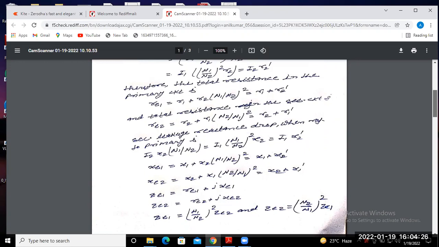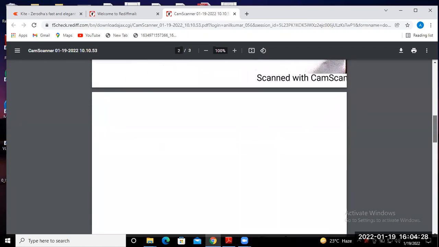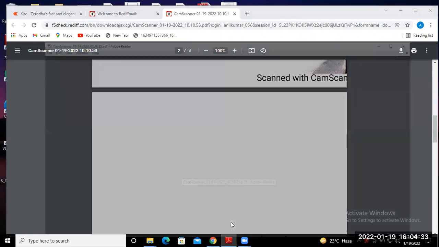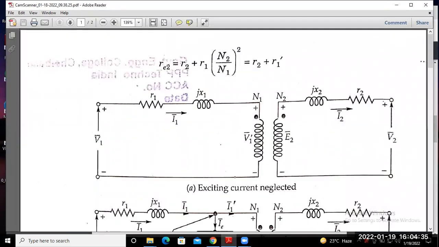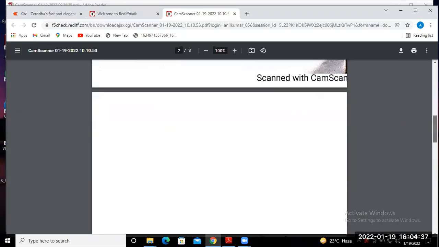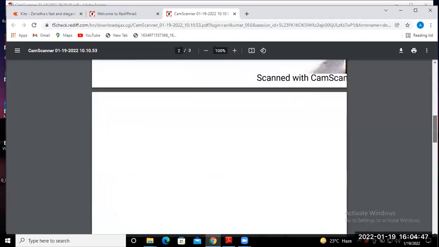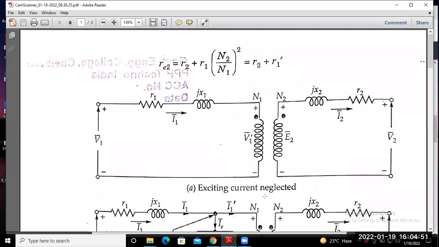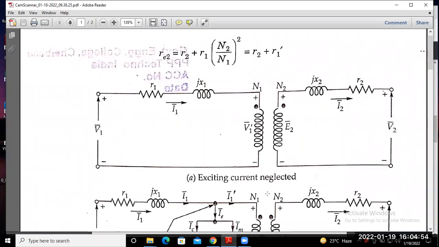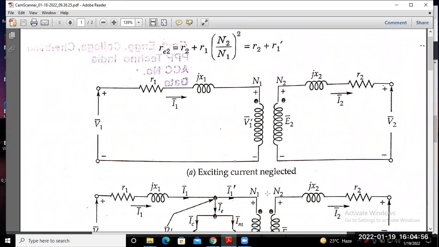So just try to draw this circuit, how we can connect the diagram. So the equivalent circuit, yeah. So this is the equivalent representation of the transformer when the exciting current is neglected. Okay, when the exciting current is neglected, you have to represent all the parameters here.